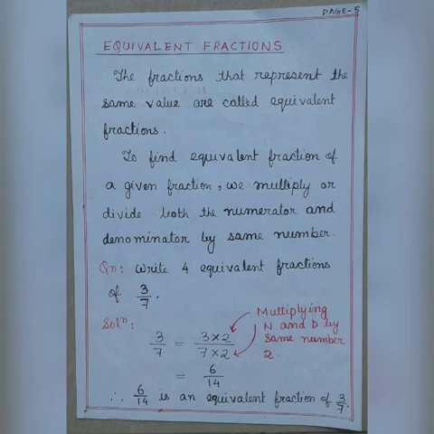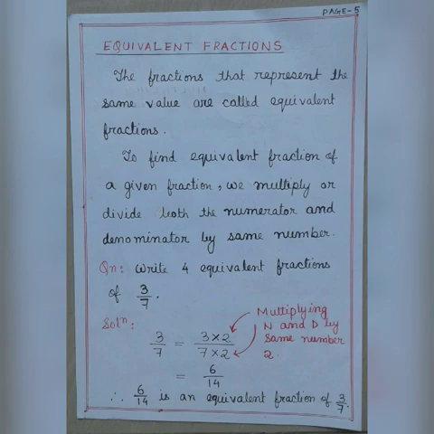Question number 1. Write 4 equivalent fractions of 3 by 7. So what I have mentioned? I mentioned that we can get equivalent fraction by multiplying both the numerator and denominator by the same number. We can multiply and we can divide also, but here as both the numbers are prime numbers, we cannot divide by any other number. It is just divisible by 1 only. So we have to multiply with the same number, both numerator and denominator.